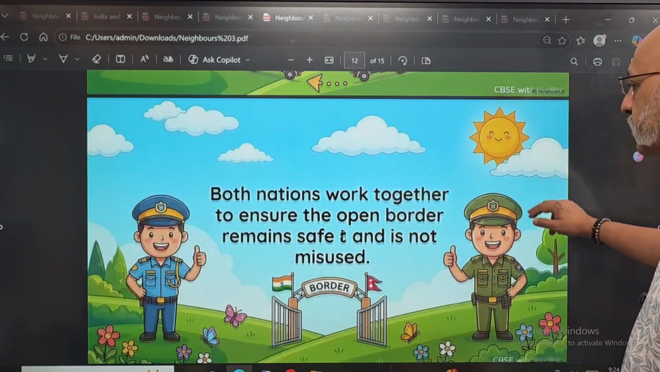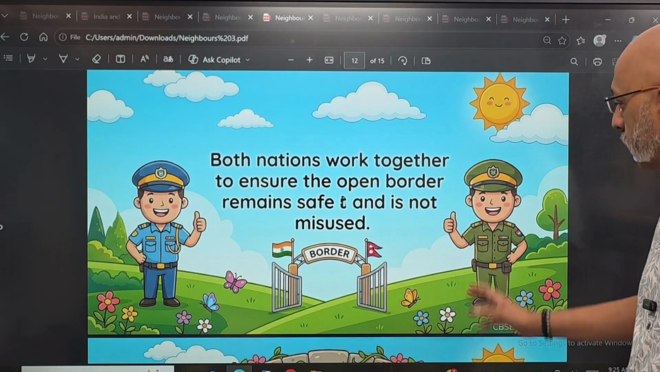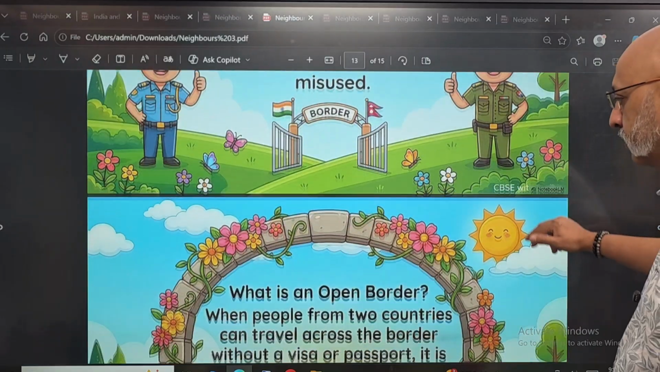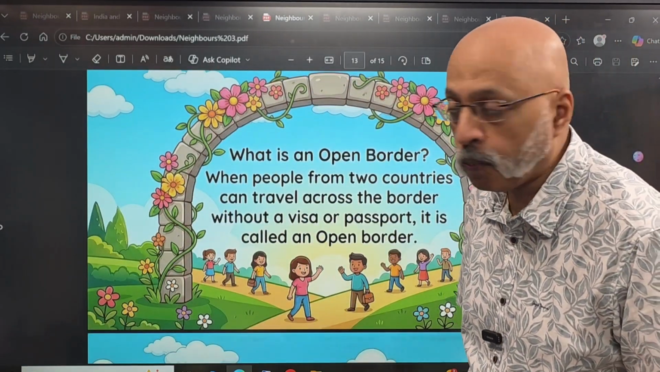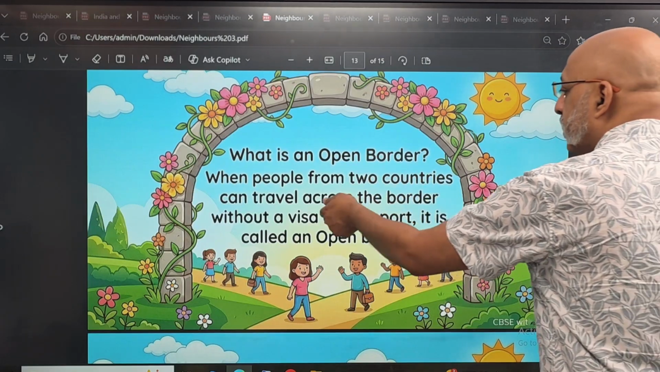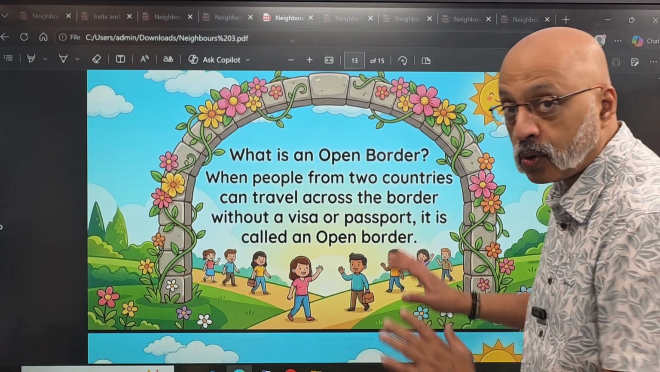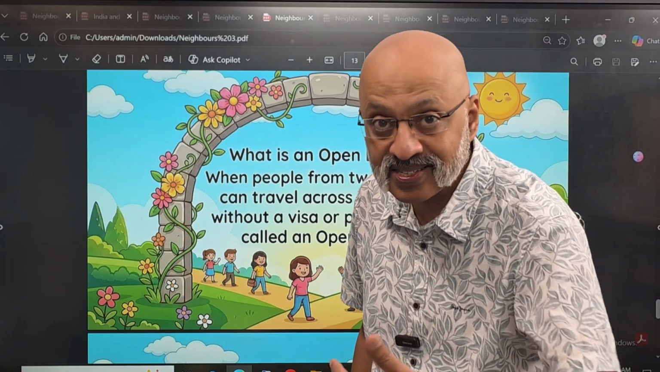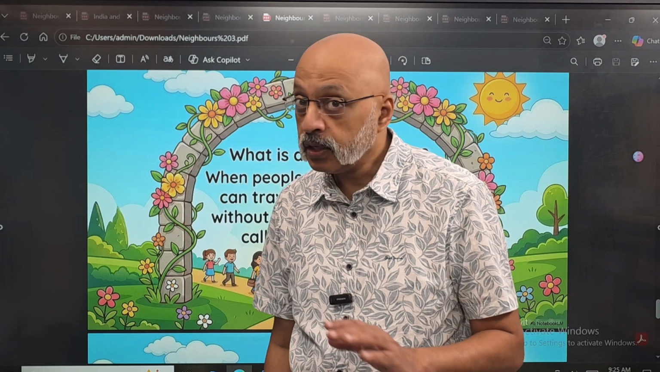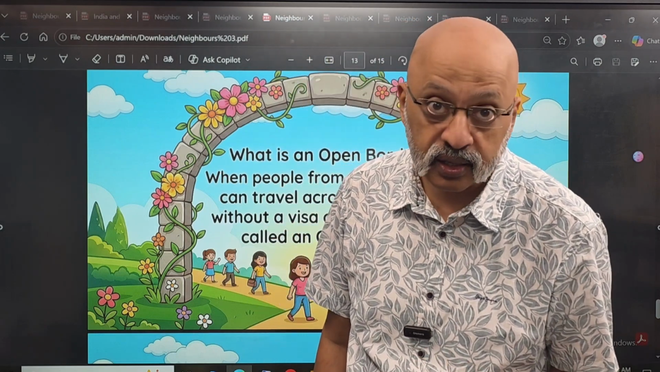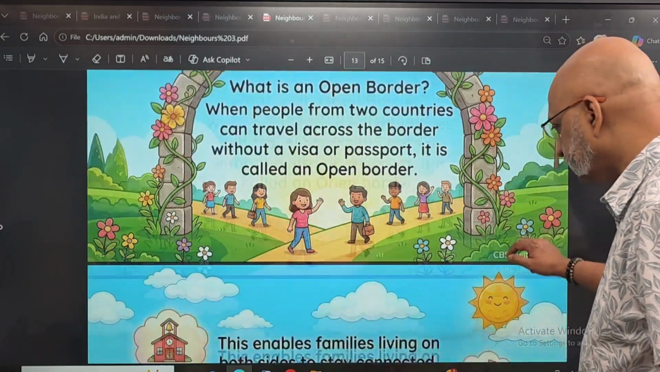Then both countries work together to ensure the open border remains safe and is not misused in any way. Let's understand what exactly is meant by an open border. When people from two countries can travel across the border without a visa or a passport, it is called an open border. So understand this definition, and that exists between India and Nepal. You don't have it between India and Pakistan. You don't have it between India and Bangladesh or India and China. You have it with India and Nepal.